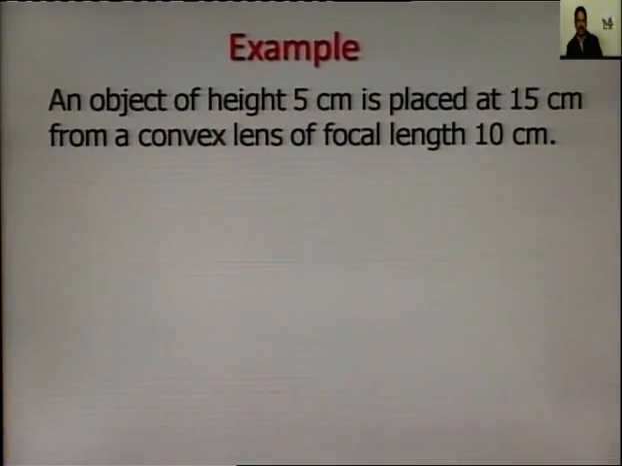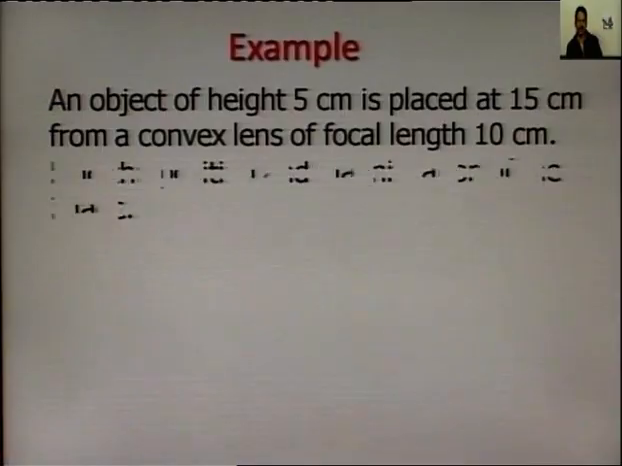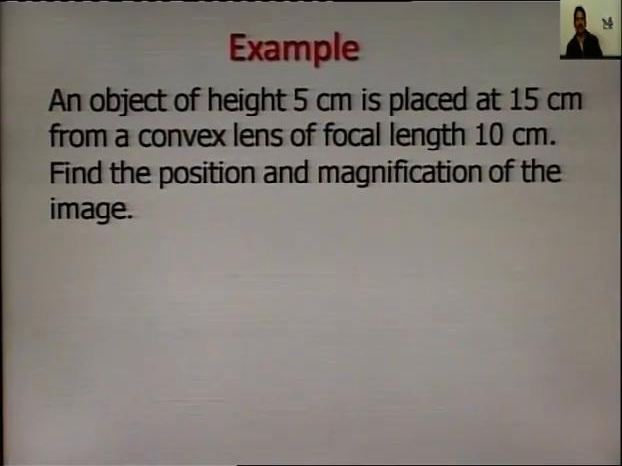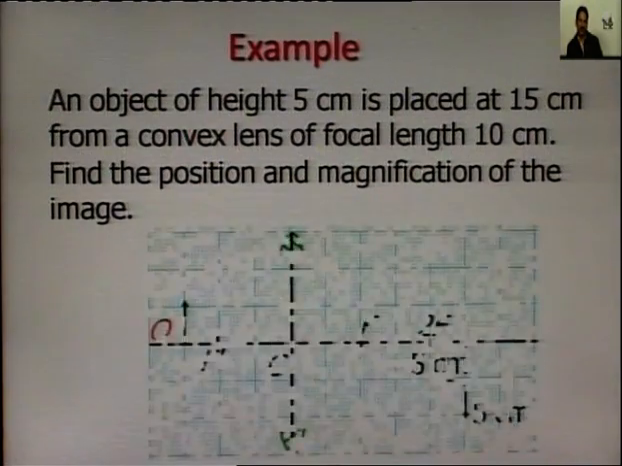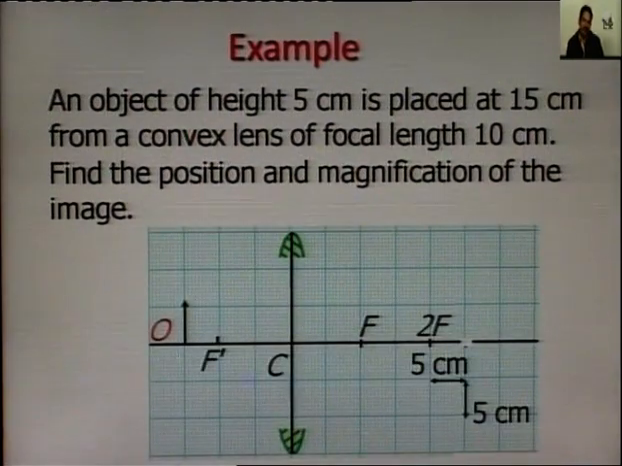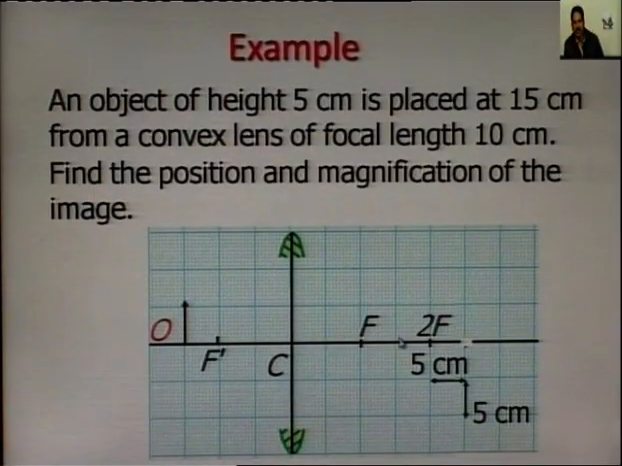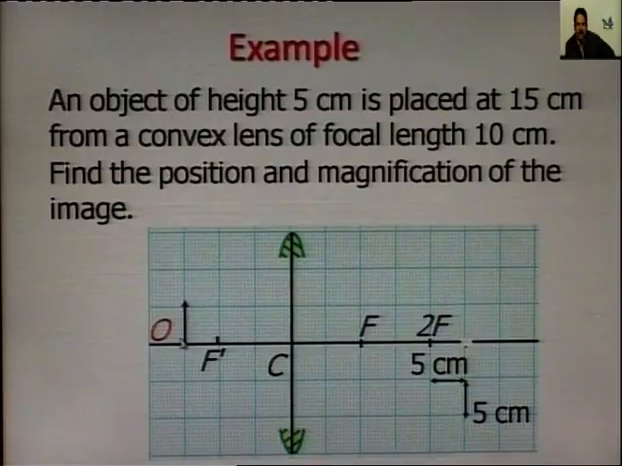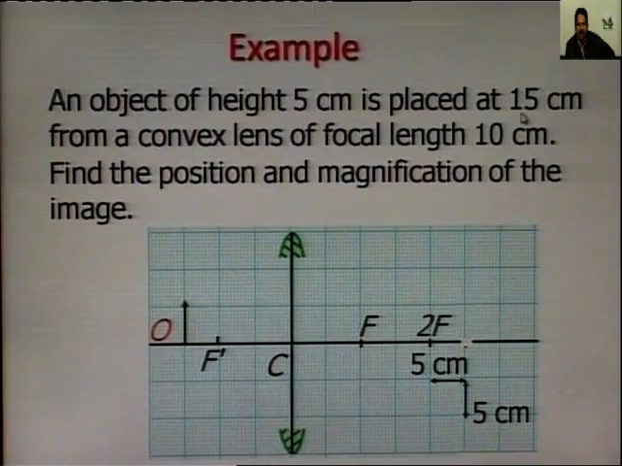Now, let us discuss an example. An object of height 5 centimeter is placed at 15 centimeter from a convex lens of focal length 10 centimeter. Find the position and magnification of the image, and this we will do from a diagram. You can use the lens equation for solving the same example, but we will solve this example by constructing the ray diagram.